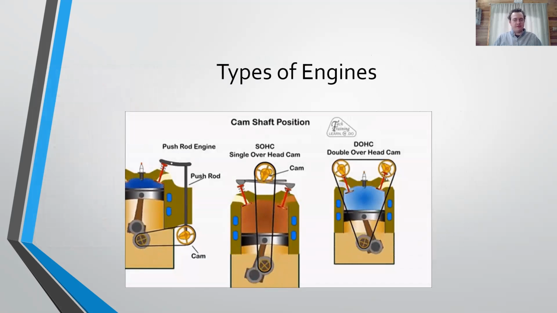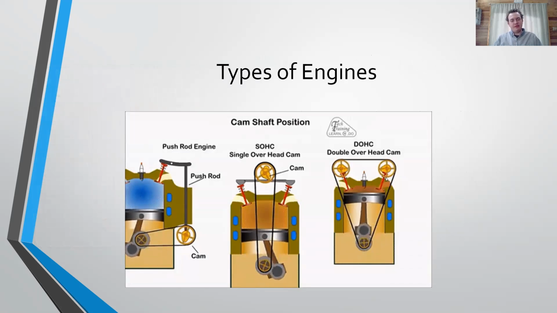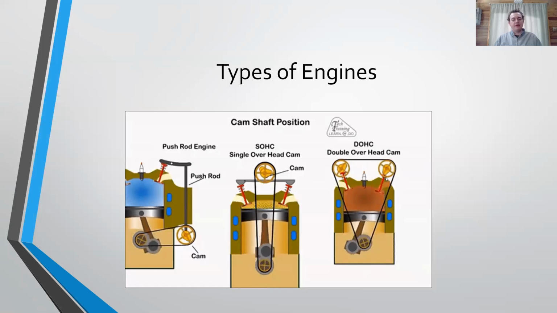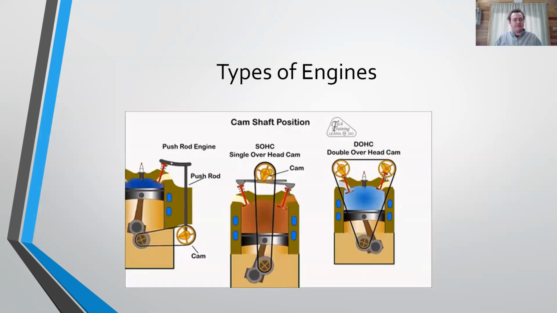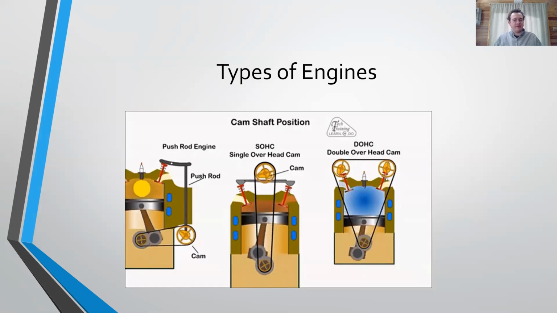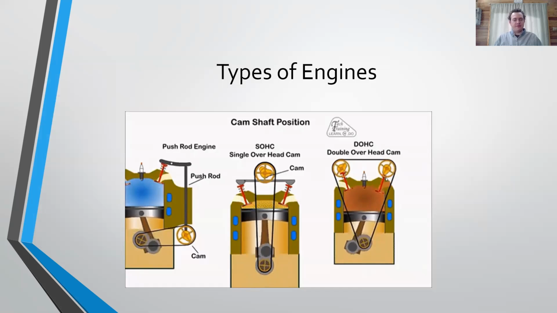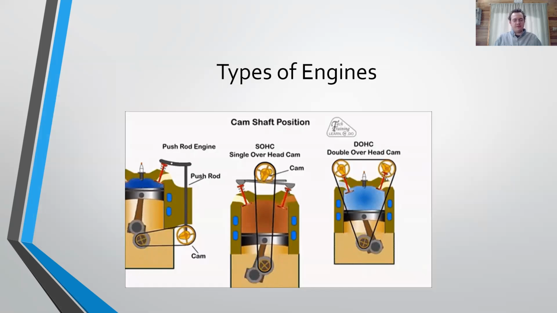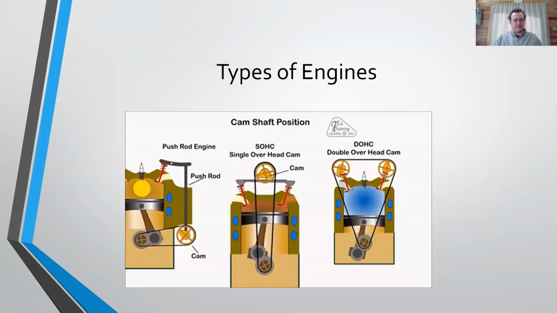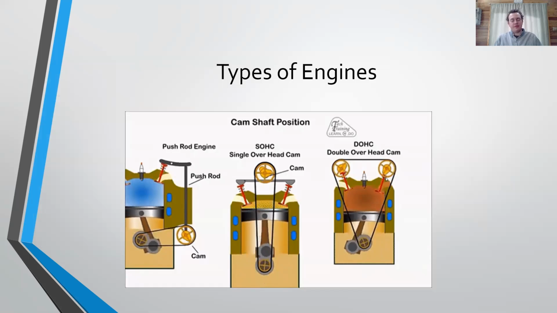There are several different types of engines that use camshafts, and that would be the push rod engine, the single overhead cam, and the double overhead cam. In all of these cases, the crankshaft and the camshaft are linked together either using a timing belt or timing chain. And so in the push rod engine here on the left, you see that the cam pushes up on a push rod that hits a rocker arm that actuates your valve.